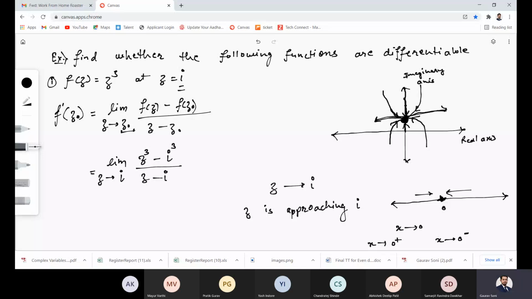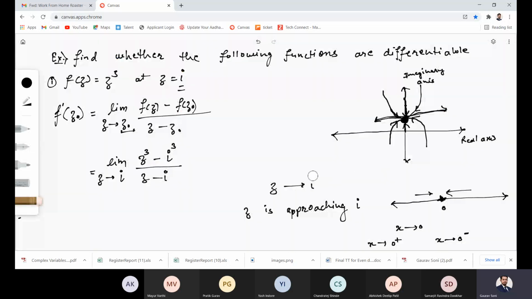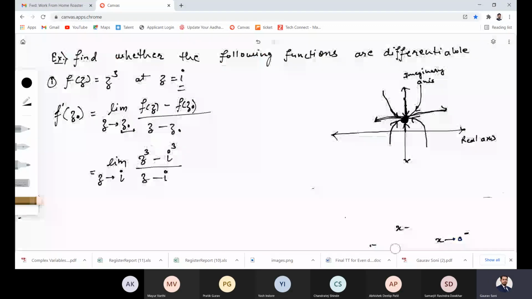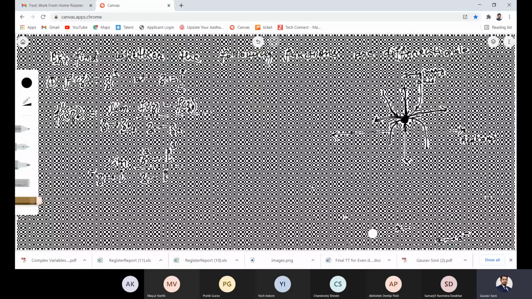But when I am in a complex plane, there are different paths through which I can reach this i. And that's why, while talking about differentiability, I mentioned that the limit must exist along all the paths. Anyway, if you didn't understand it well enough, we are still going to look at other examples where we will have to talk about the different paths.